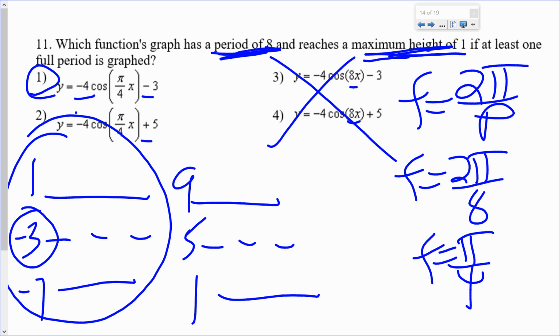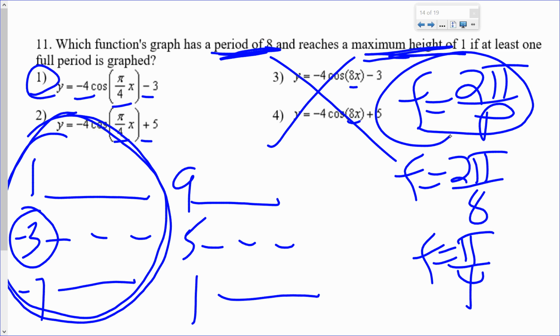So again, we're just using our knowledge of trig graphs. And again, these little pictures are very helpful. I also, based on how I had equations here, knew that if I had the frequency, then I can eliminate choices. And again, to find the frequency, it's 2 pi over the period.